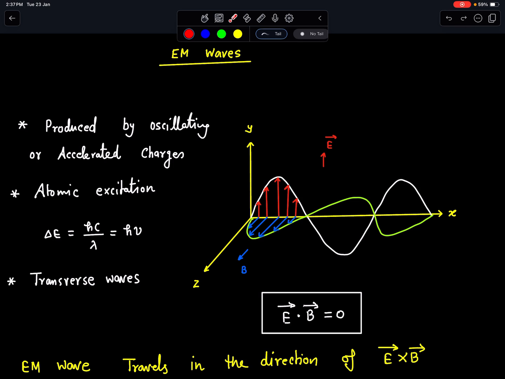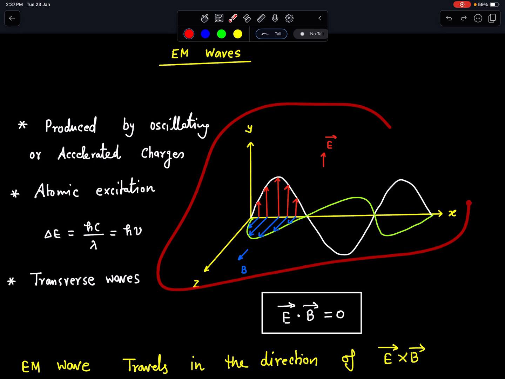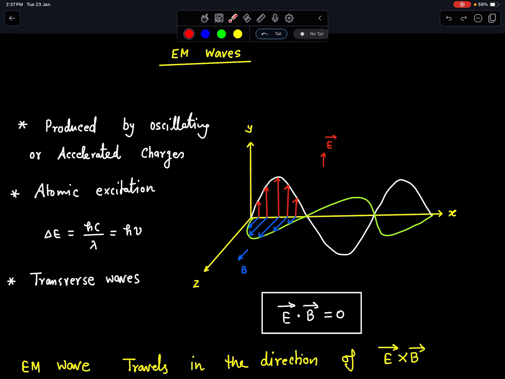All these things we have done, probably you would have done in modern physics. In regular classes I have covered this part. So these EM waves are basically transverse waves in nature, a kind of traveling wave. And here the electric field vector and magnetic field vector will be perpendicular to each other.